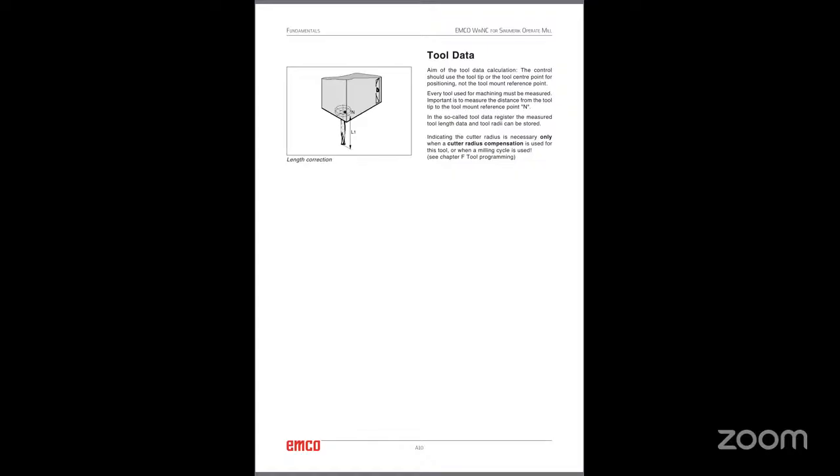So why is this tool length required? Just imagine you have 2 end mills. One length is 80 and the second one is 120. If the controller doesn't know the tool length, the tool will come and hit the workpiece.